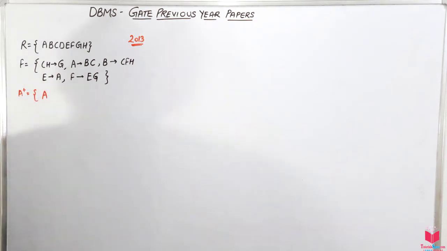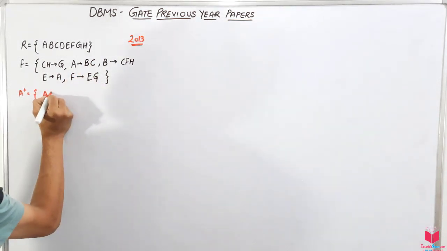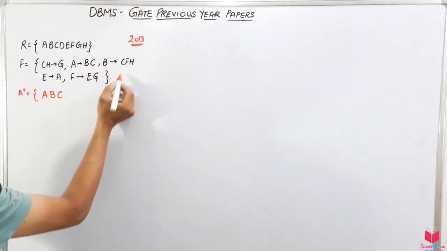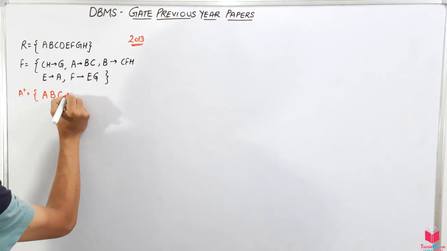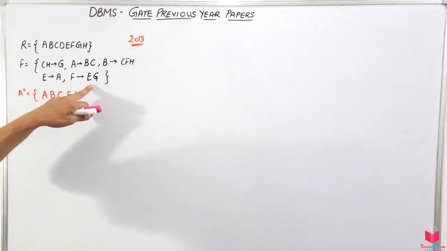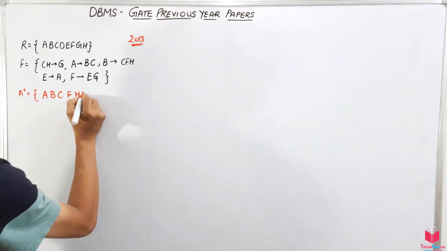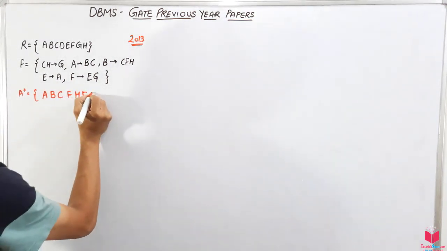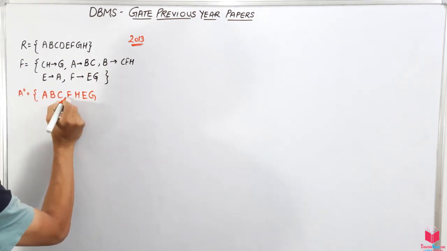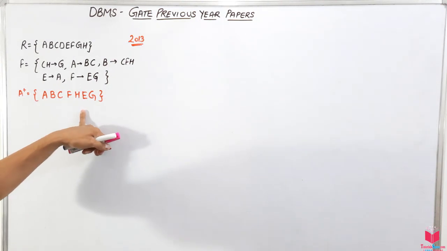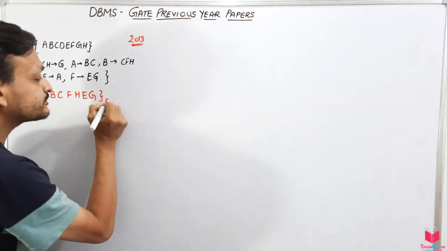So first of all, closure of A will give me A. Then from A I can find B and C. Then from B I can find C, F. C is already here, then I will write F and H. After H I can find E, G. Sorry, 1, 2, 3, 4, 5, 6, 7. All the 7 attributes come here. That means it is a candidate key.